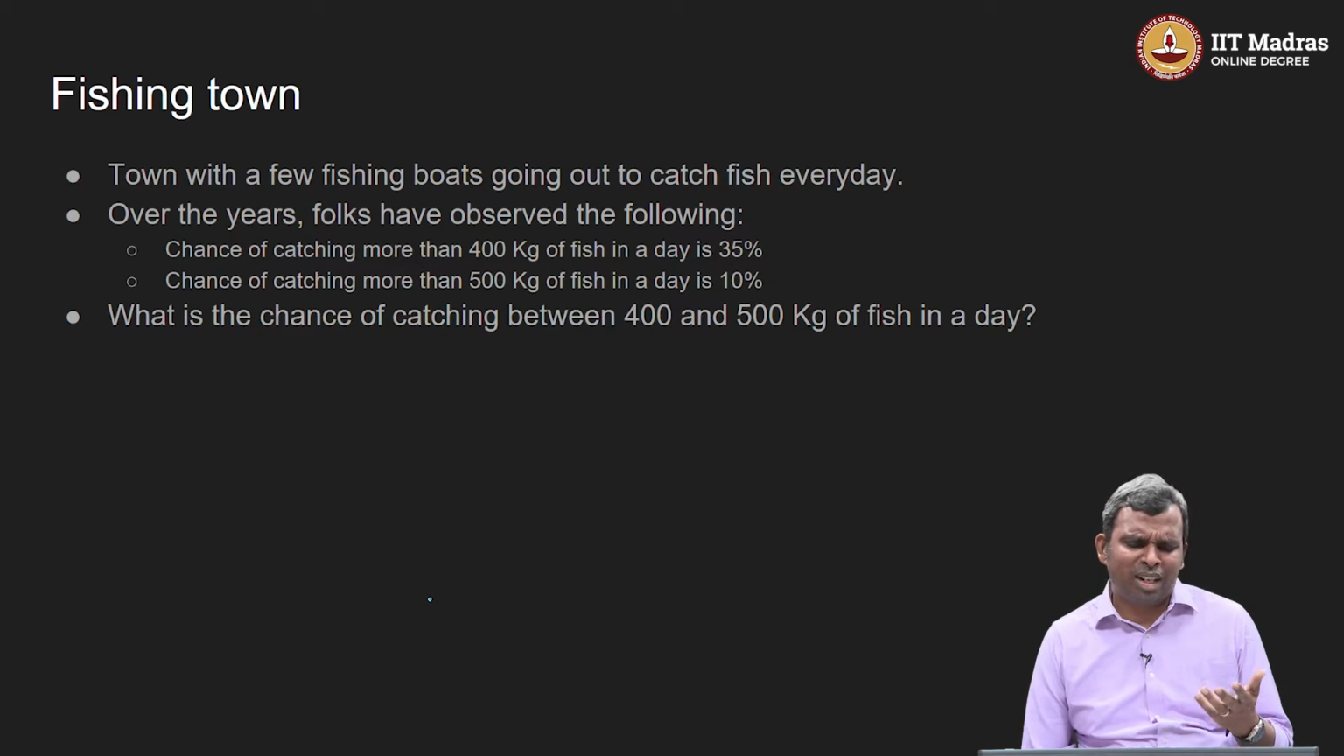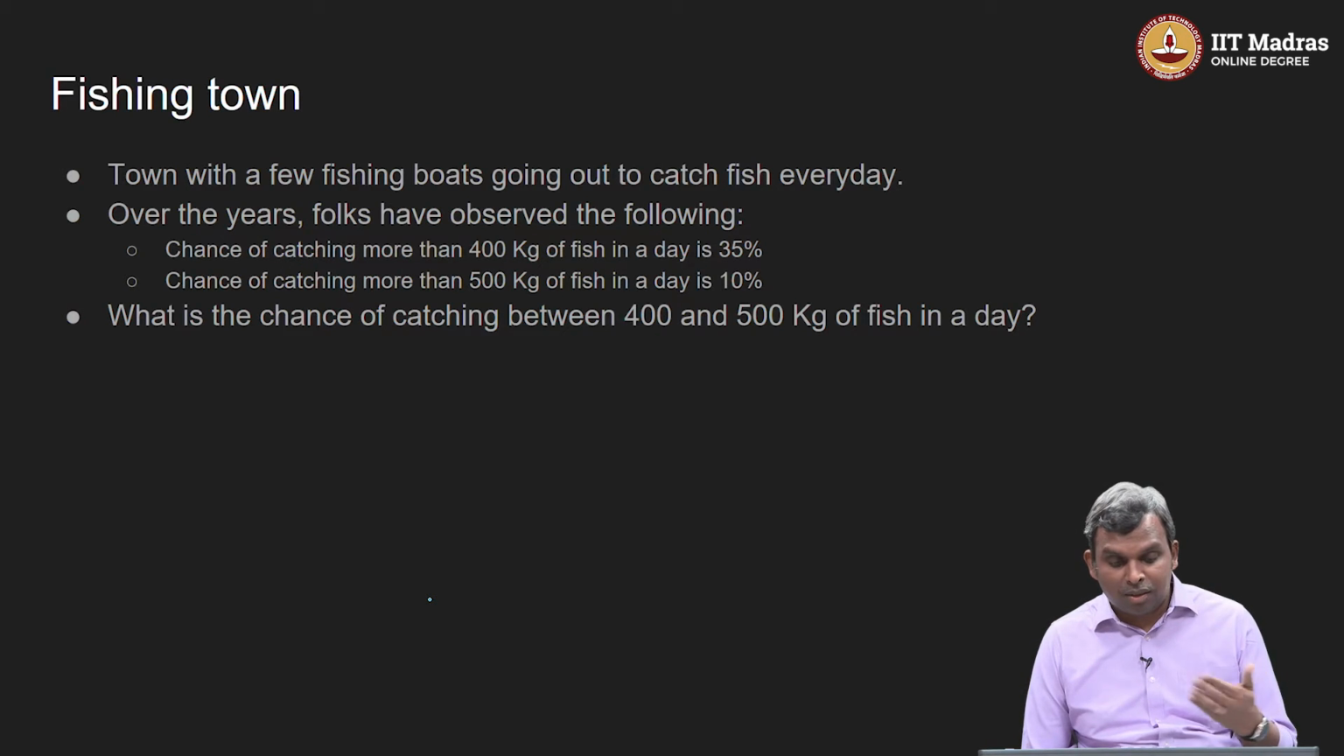So how would you get estimates of things like this? Maybe you keep track of how many kilograms of fish are caught, and over the last year or so, maybe on 35% of the days there was more than 400 kilograms. That sounds like a reasonable way to estimate. We'll see later on whether it's reasonable or not, but it seems like a reasonable way to estimate these kinds of probabilities or chances. So that's 35%.